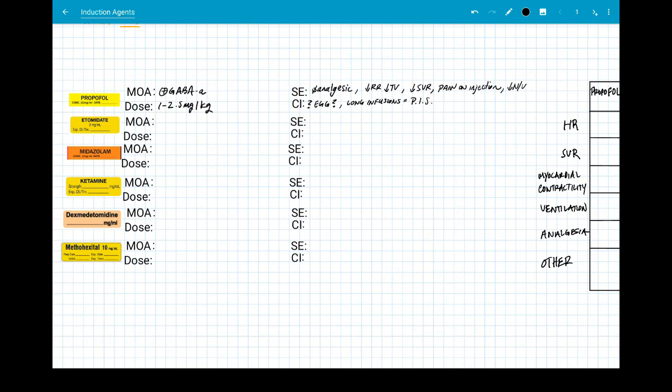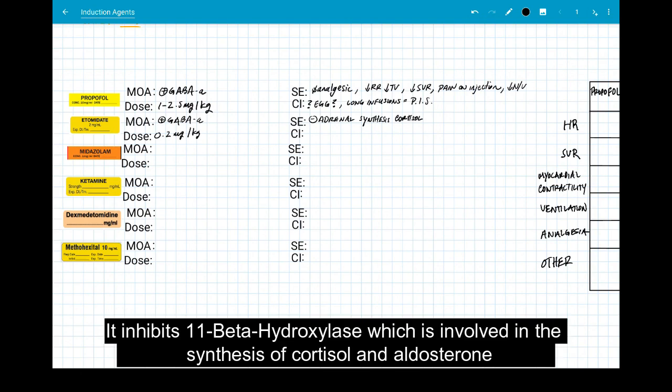Etomidate is a hemodynamically stable induction agent. Its mechanism of action is also GABA agonism. Typical doses are 0.2 milligrams per kilogram. Side effects, one of the big things is it inhibits adrenal synthesis of cortisol, as well as aldosterone.